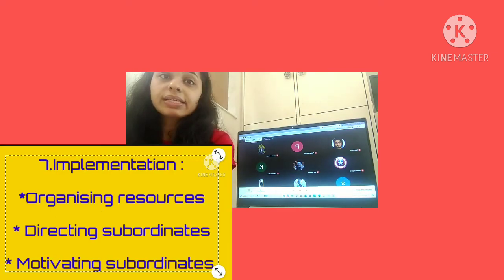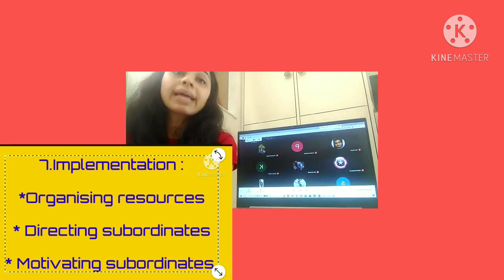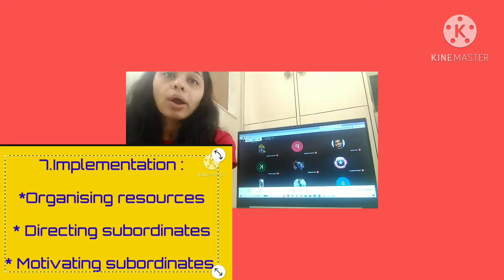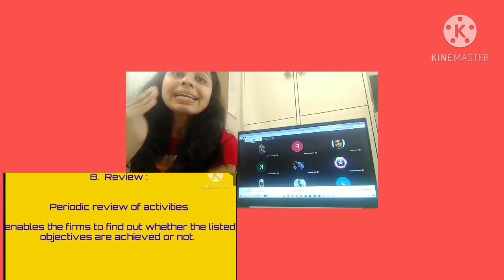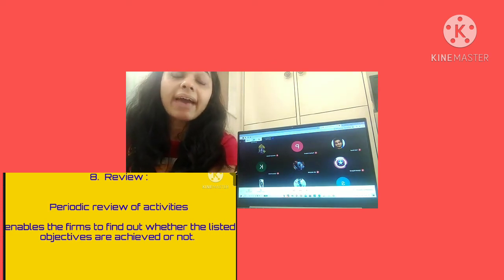The next point, the seventh point, is implementation. Once my objectives are set, the management must plan and implement the targets. So what are these targets? Organizing resources, directing subordinates, motivating the subordinates. All of this would be implemented from time to time. And the last point I have is review. What is review? Review means checking timely whatever objectives I have set, am I able to achieve them? So all of this would come under review.